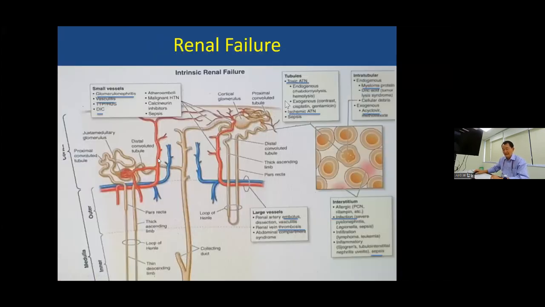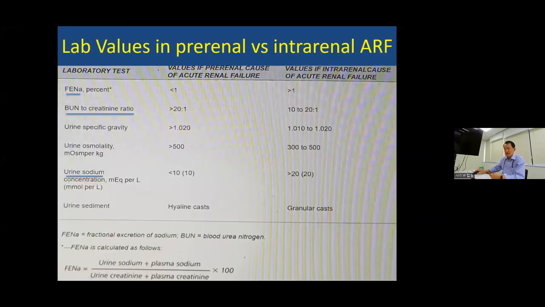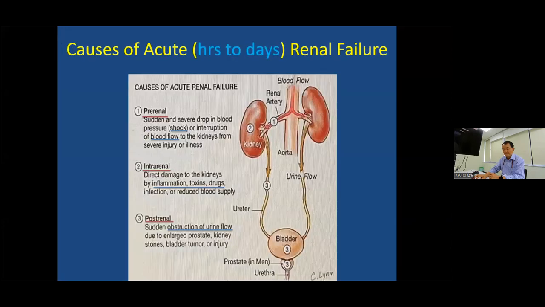In renal failure, we divide into pre-renal, post-renal, or renal. Renal means it's a parenchymal disease, including small vessel disease. Pre-renal is the major renal artery or vein, and post-renal means the urinary tract. These small vessel diseases become more and more important. And certainly tubular toxicity by drugs is important. So clinically, with simple blood tests and electrolytes, we divide this into prerenal, intrarenal, and postrenal.